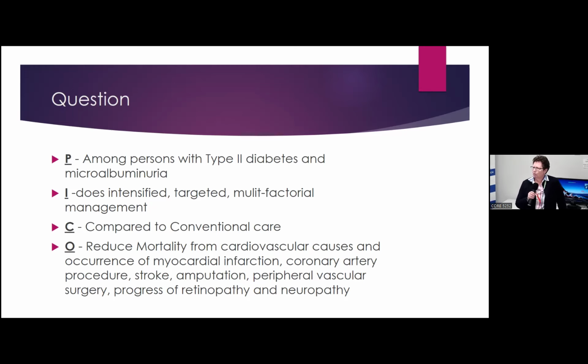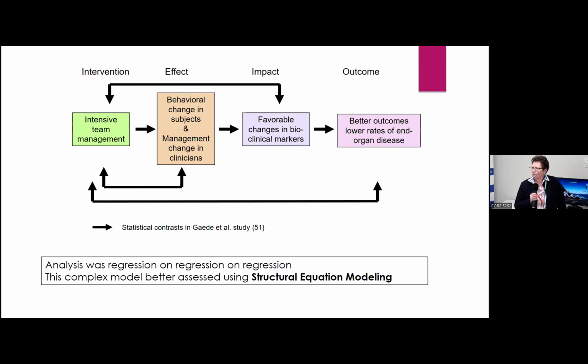So, among persons with type 2 diabetes and microalbuminuria, does intensified targeted multifactorial management compared to conventional care reduce mortality from cardiovascular causes and occurrence of a thousand things, which you can read faster than I can talk them. This is essentially the model I drew based on what evidence they presented. You could almost put table 1, table 2, table 3, and table 4. So their question was, does the intensive team management achieve better outcomes?